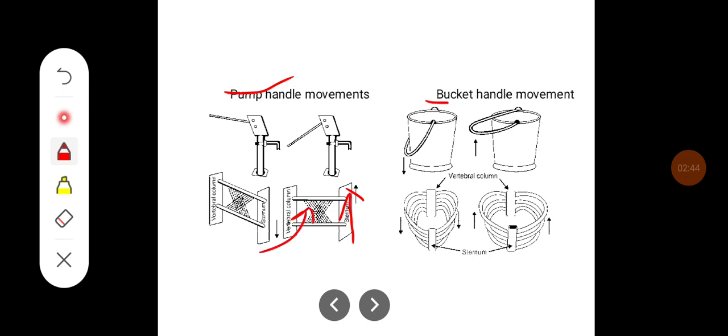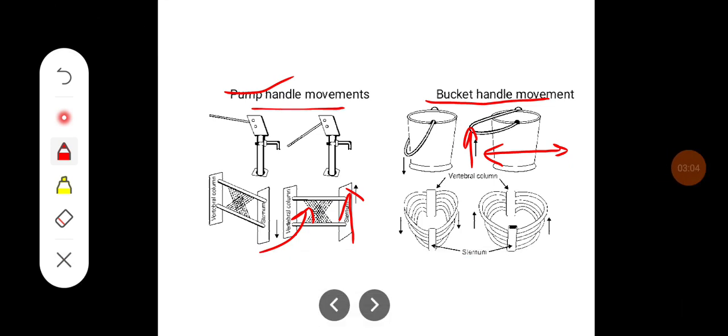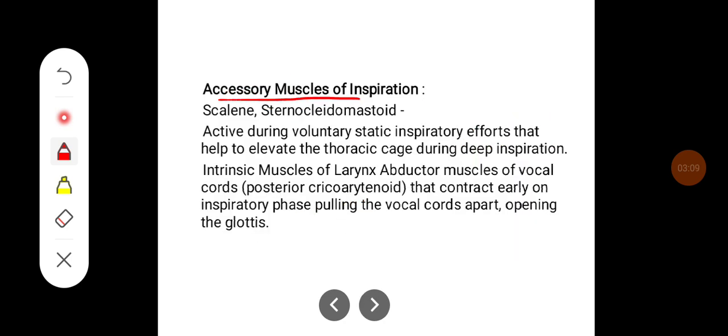And these are bucket handle movements. These are the movements of the thoracic rib cage, especially of the lower part of the rib cage. And when the ribs get elevated like this, there will be change in the transverse diameter. Whereas the pump handle movements are going to increase the anteroposterior diameter of the chest. Accessory muscles, scalene and sternocleidomastoid, are active during voluntary static inspiratory effort that helps to elevate the thoracic cage during deep inspiration.